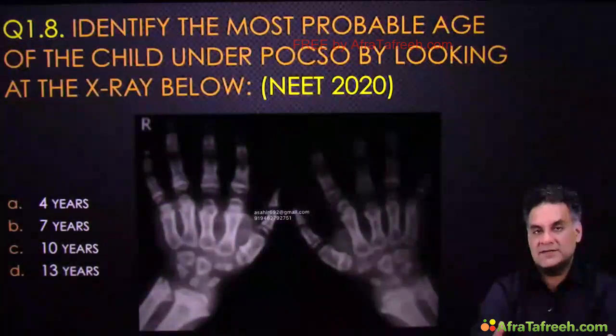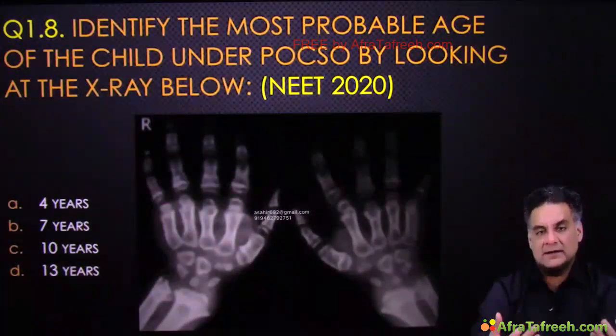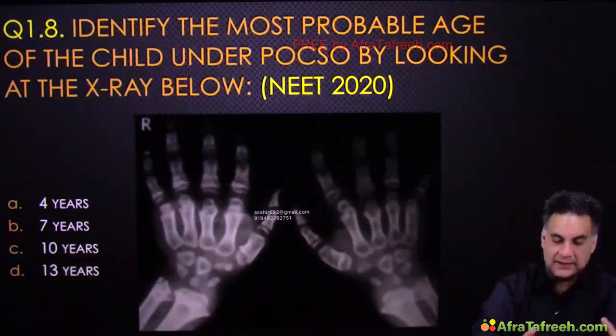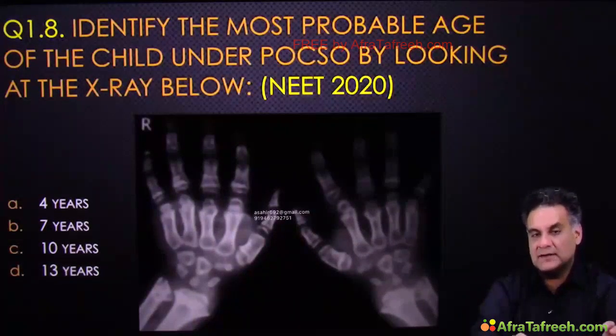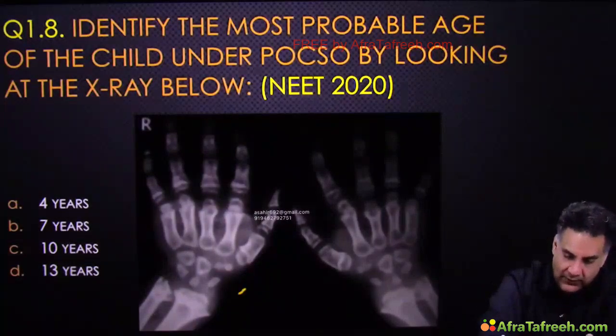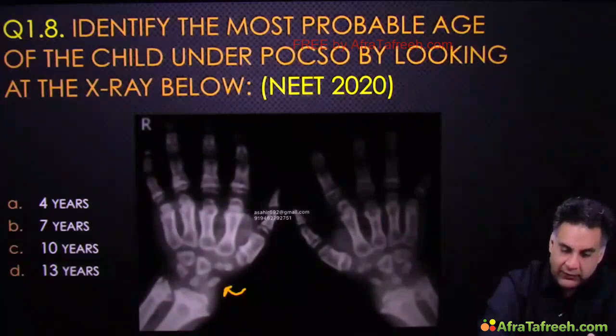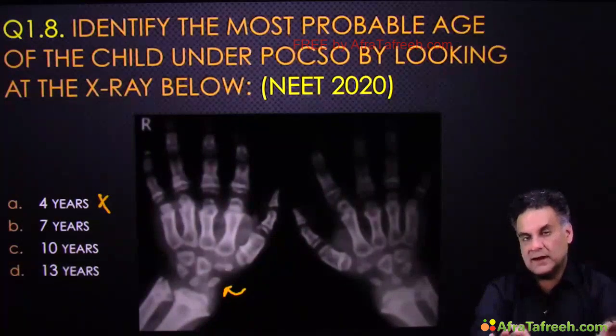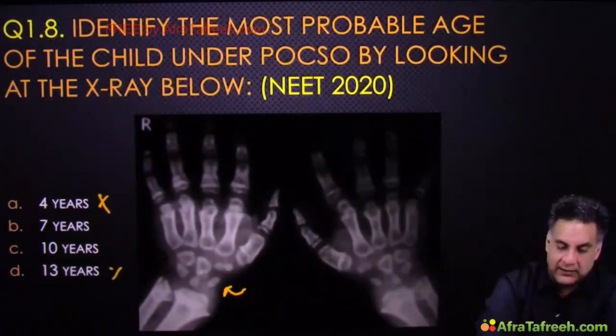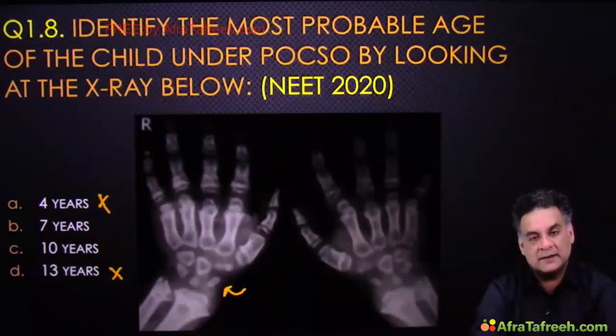Identify the most probable age of the child under the POCSO. When you look at this image, you should remember that the scaphoid ossifies at the age of 5. So you can see scaphoid. So 4 years is out. Since all the carpal bones are not there, and the last carpal bone to appear is pisiform, the age cannot be 13. So now you have 7 and 10.